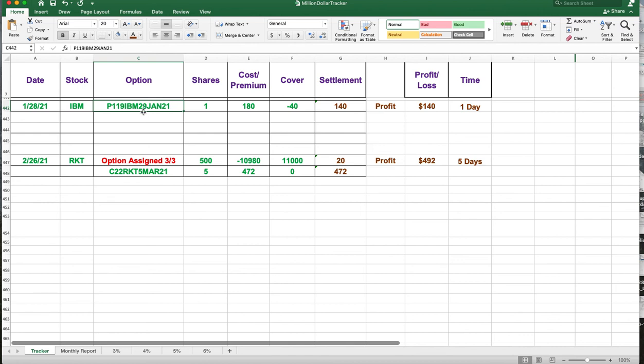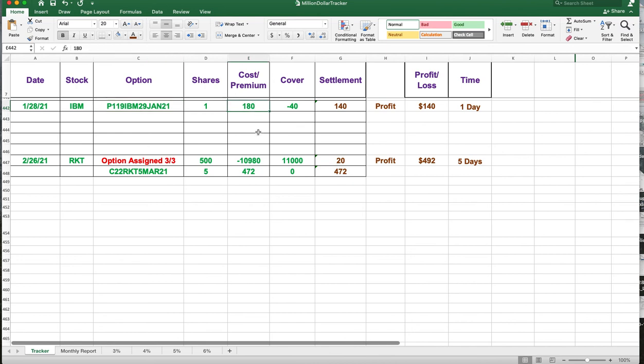Okay, set aside for this put option just in case you get put the stock. If it doesn't drop below the strike price of 119, you don't get put the stock. So that means the premium that I received of $180 on 1/28, remember the expiration date is one day later, January 29th, because it's only been one day and it expires.